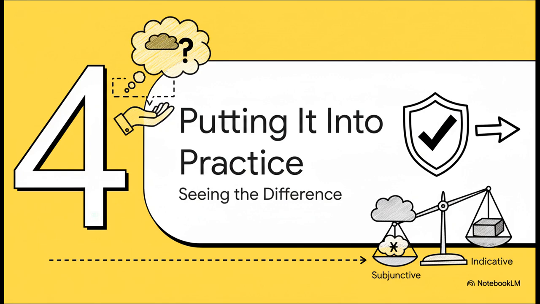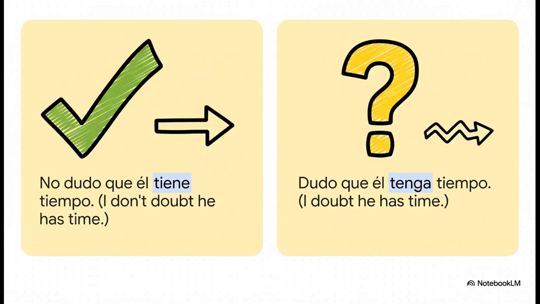So let's put all this together and really see it in action. Honestly, the best way to get a feel for the power of the subjunctive is to see it right next to the indicative mood. The mood we use for facts and things we're sure about. Look at this. This is brilliant. On the left, no dudo que él tiene tiempo. I don't doubt it, so for me, it's a fact. We just use the normal indicative, tiene. But look at the right. The second I introduce a little doubt with dudo que, the reality becomes uncertain, and boom, the verb flips to the subjunctive, tenga. It's the exact same situation, but my perspective changes the entire grammar.